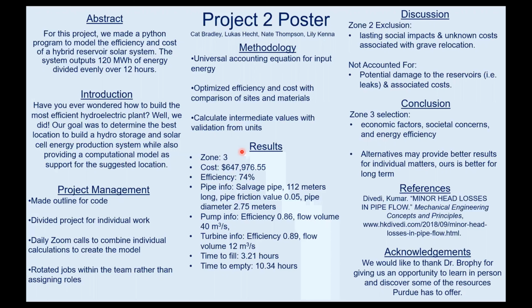We also used the salvage pipe, which was 112 meters long with a pipe friction value of 0.05 and a diameter of 2.75 meters. For the pump, we went with an efficiency of 0.86 and a flow volume of 40 meters cubed per second. For the turbine, we used an efficiency of 0.89 with a flow volume of 12 meters cubed per second. Using this configuration allowed us to fill the entire reservoir in 3.21 hours, as well as empty it in 10.34 hours.